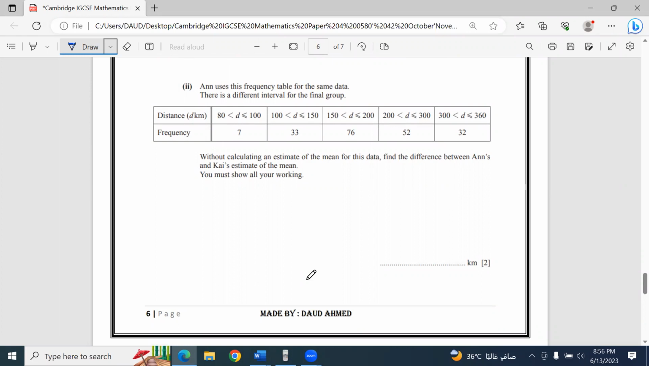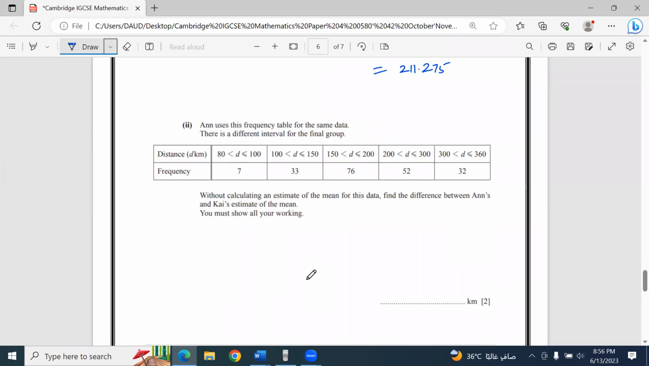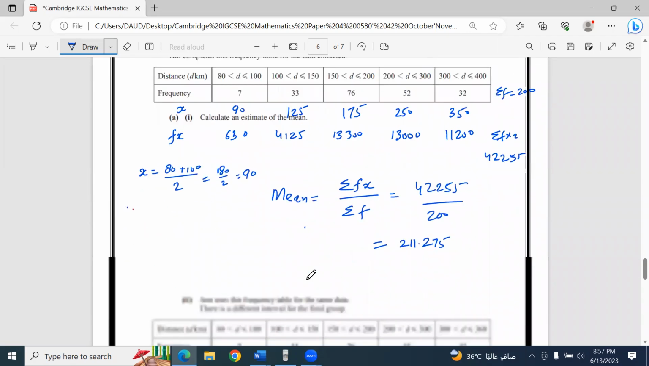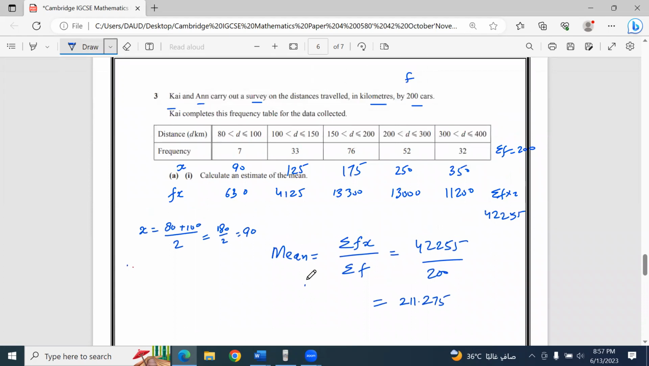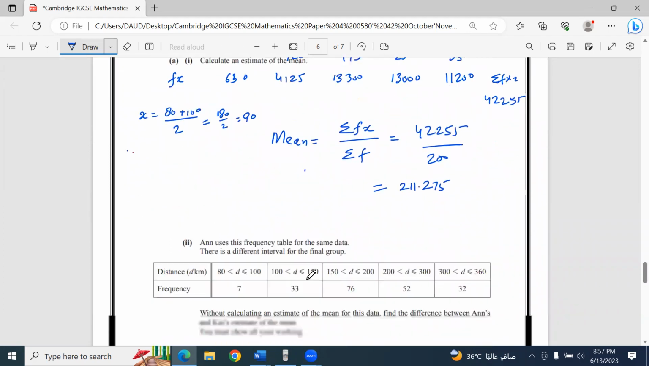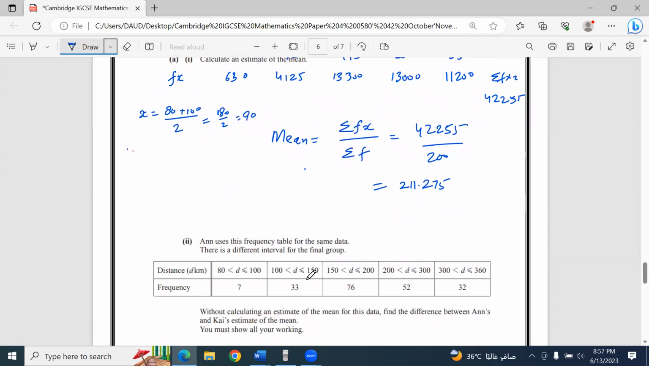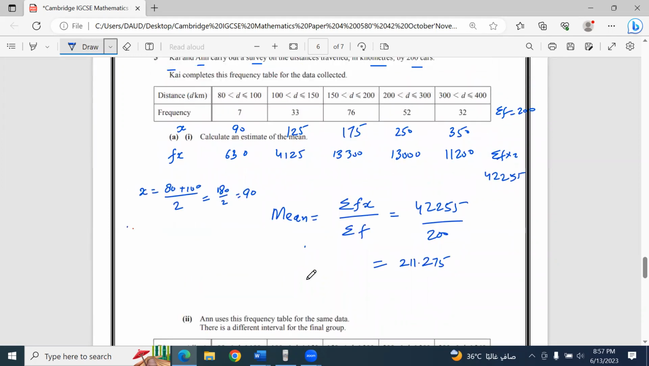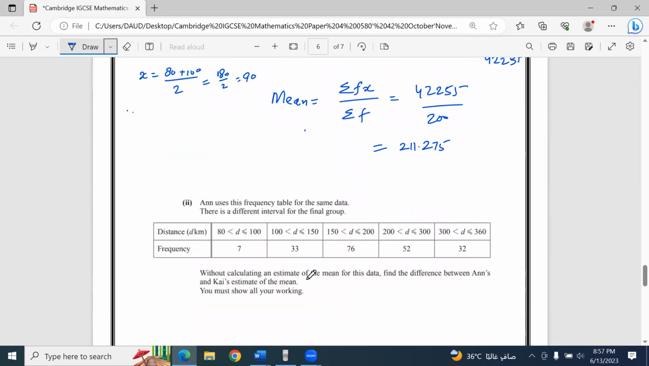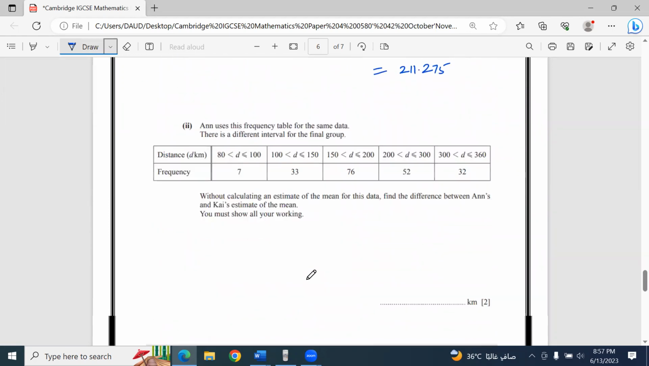So remember that if you check the table, from 80 to 100, 100 to 150, that's the same. 76, 76, 50 to 52. Only the difference comes at the end. 300 to 400 and here 300 to 360. The rest of all the intervals are the same. So the difference comes in the last interval. So I will work on the last interval.